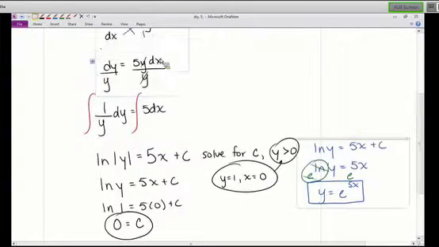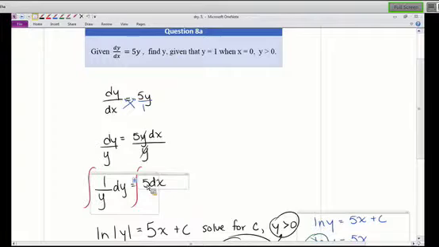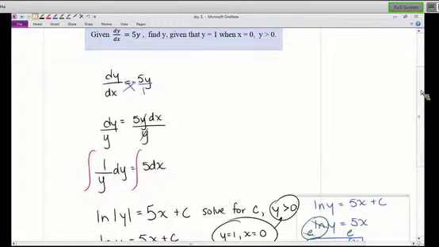Okay, so we cross multiply, okay? When we cross multiply, we have to divide both sides out by y, all right? So we're taking the integral of 1 over y dy is equal to the integral of 5 dx, okay? So you're taking the integral of this. But for 8a, we're given an initial condition. So because we're given an initial condition in this problem, we have to first find and solve for c.